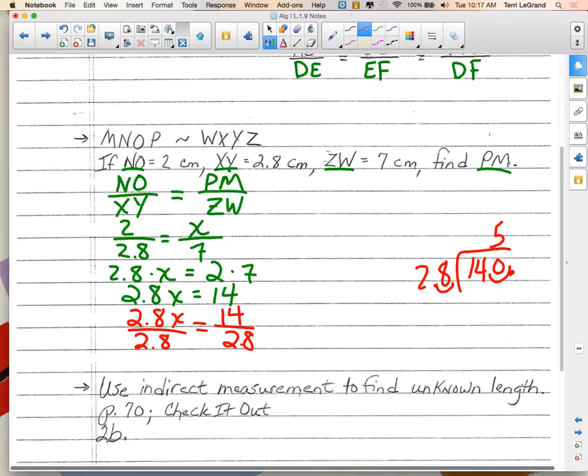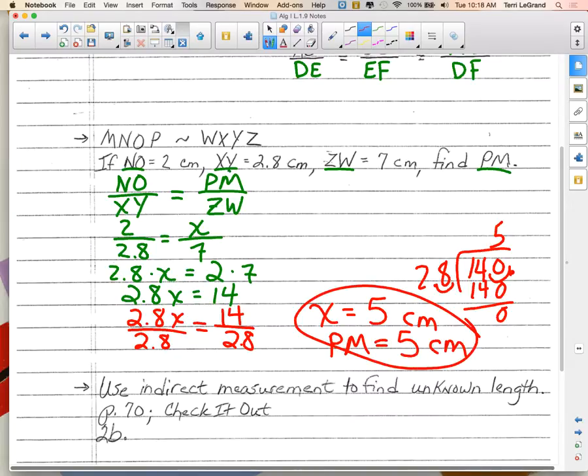See if it works. 5 times 8 is 40. Carry our 4. 5 times 2 is 10. So what's, oh, look at that. It's exactly. So X equals 5 what? Centimeters. In other words, the length of PM is 5 centimeters, okay? That's what they were asking us for, the length of PM, weren't they?